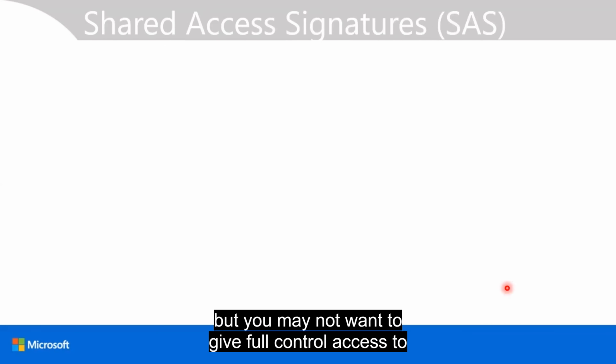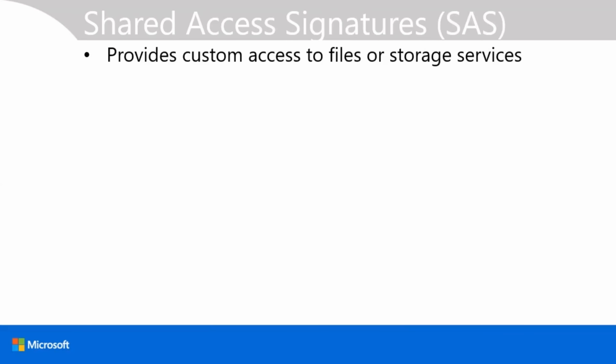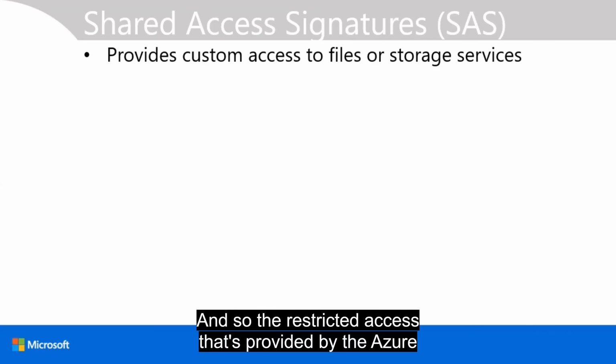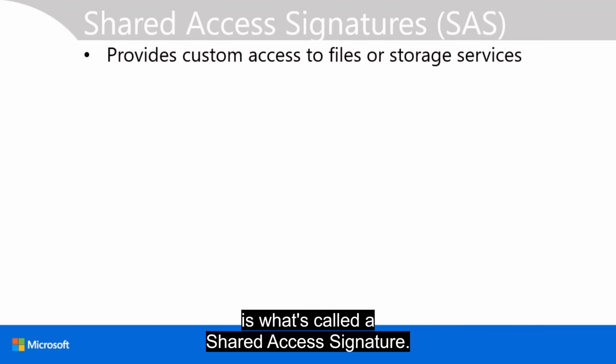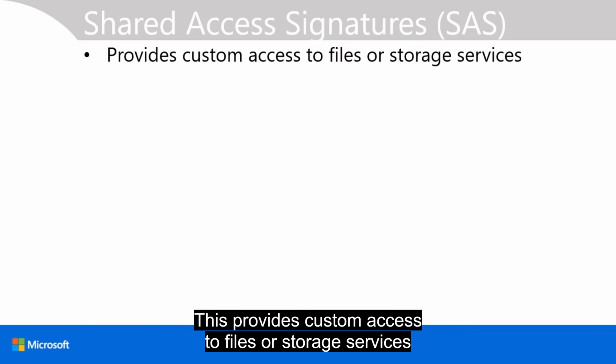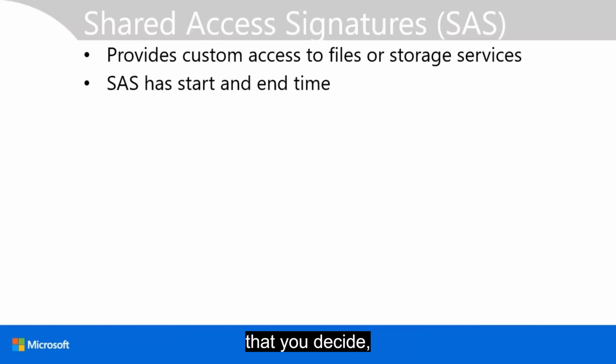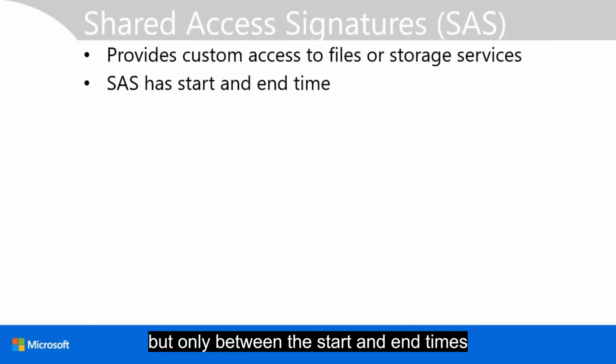You may not want to give full control access in certain situations. And so the restricted access that's provided by the Azure portal and by Azure is what's called a shared access signature. This provides custom access to files or storage services that you decide. And SAS has several factors about it that are important to call out. It has a start time and an end time. So it provides access to a file, but only between the start and end times.